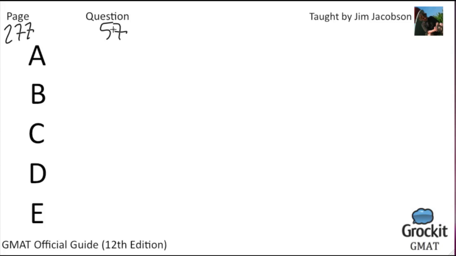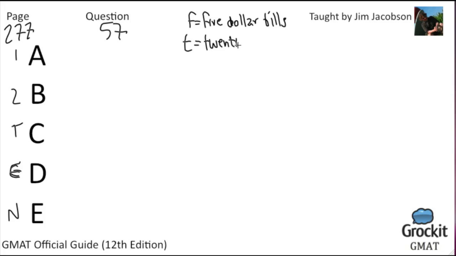So question number 57. Max has $125 consisting of bills each worth either $5 or $20. How many bills worth $5 does Max have? Forgot to write my thing in over here. So Max has $125. Let's let F equal his $5 bills, and we'll let T equal his $20 bills, where each of these is the actual number of each of those bills. So what we know then is that 5 times his $5 bills plus 20 times his $20 bills equals 125.